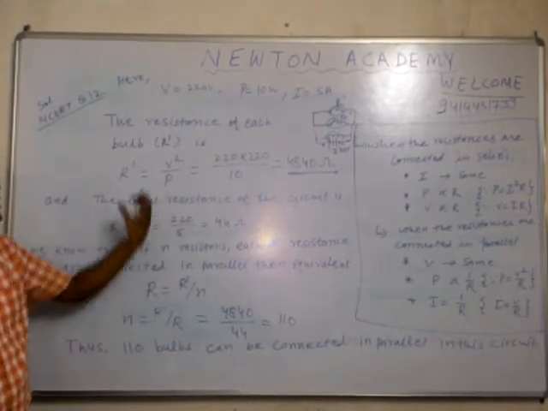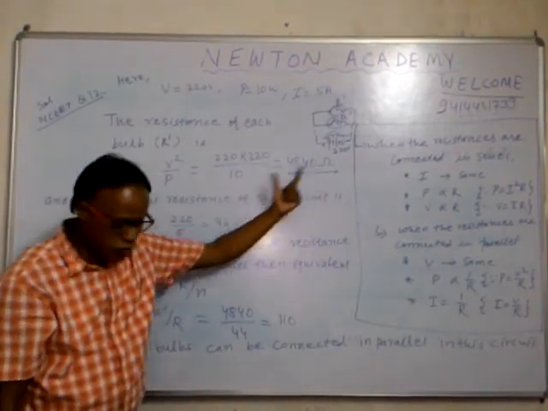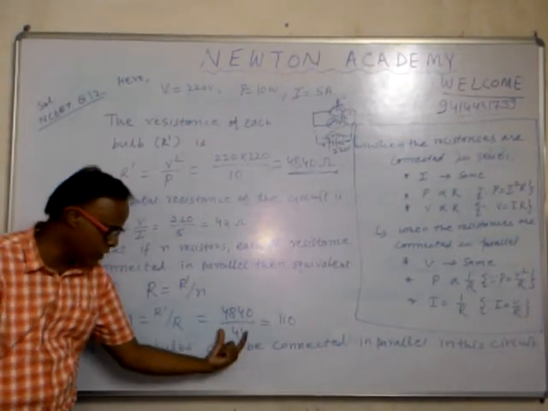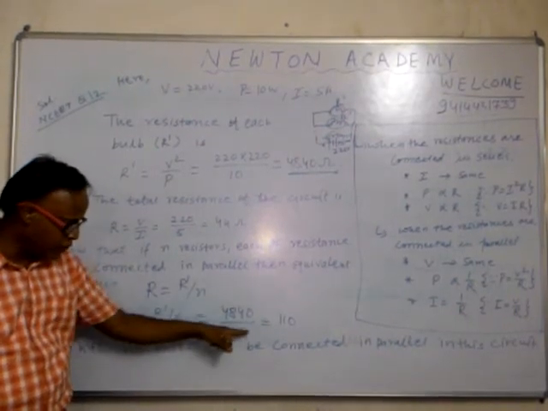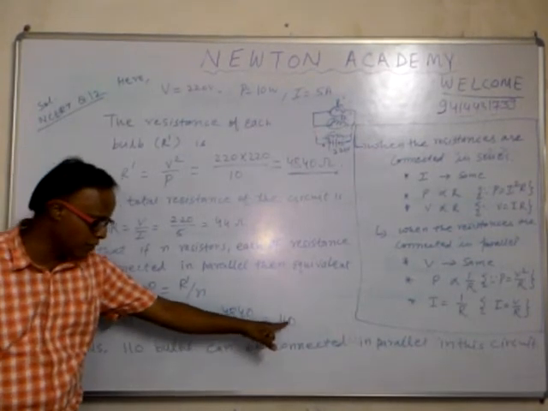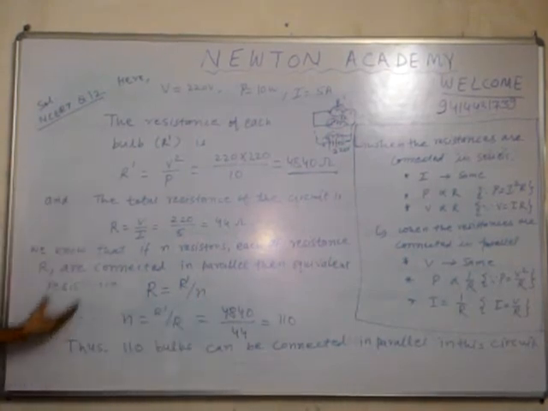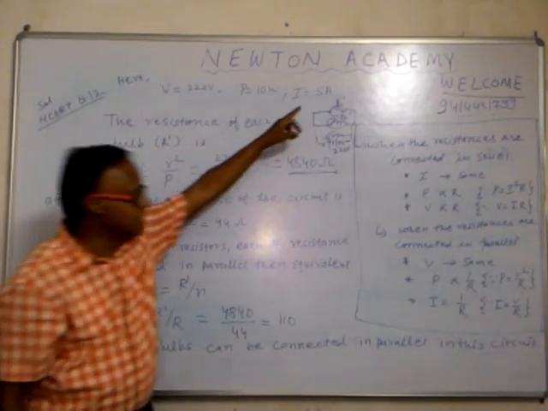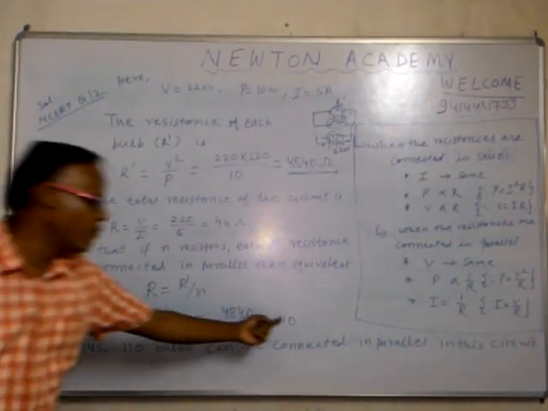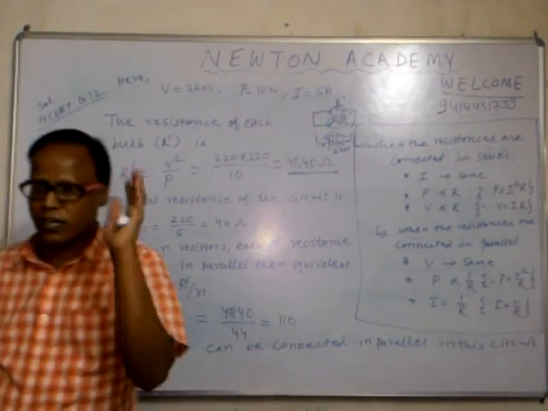R dash we have already calculated. This is 4840. Substitute here. R is 44, substitute here. Calculate it. 44 into 1 is 44, 44 into 1... That is equal to 110. The total number of bulbs connected in parallel in this circuit is 110. This is our answer. Thank you very much.